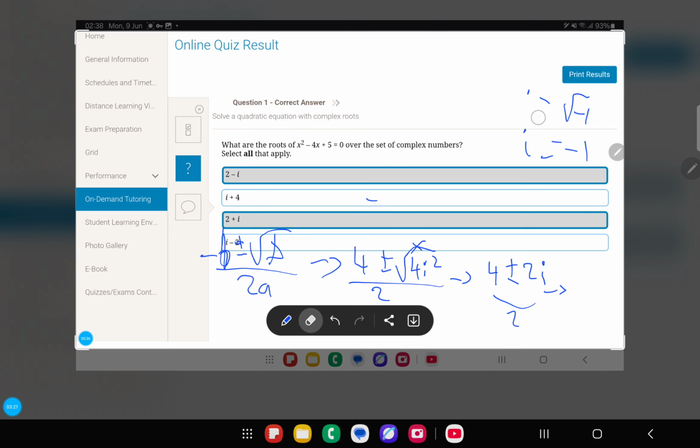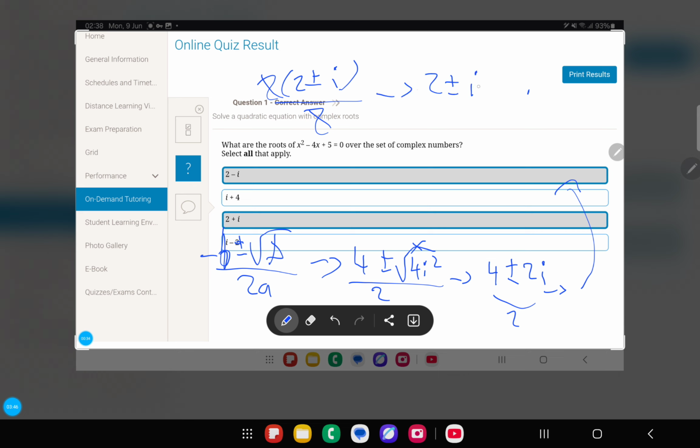I'll erase this to make some space, so we continue above. It will become 2 plus minus i over 2. Now you can cancel the 2's. You get 2 plus minus i, which basically means 2 plus i and 2 minus i. And indeed, we have 2 minus i and 2 plus i.